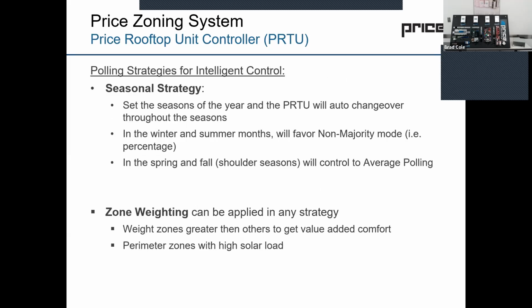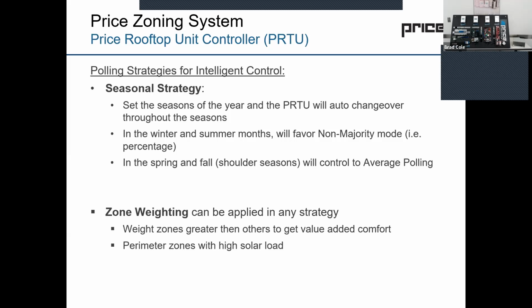Now, the other type of strategy is the seasonal strategy that we have. And this works well too as an auto changeover strategy also, where you set up the seasons of the year, based on summer, winter, spring, and fall. So you're going to decide, like up here in Winnipeg, our winters are a little bit longer. Out east there in Boston where you guys are, you get harsh winters too, but probably not as long. So you could set up the seasons and the months throughout the year for whatever the season is. So you have a nice auto changeover. So in the summer and the winter, it does the non-majority strategy. And then in the shoulder seasons, it does the average polling strategy.